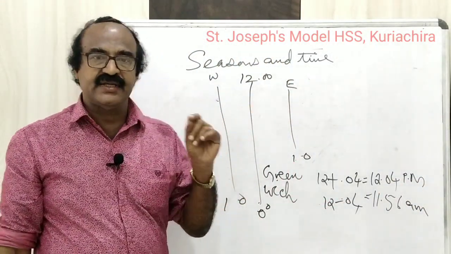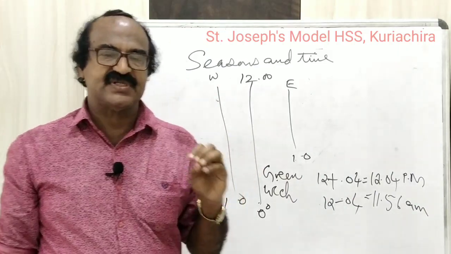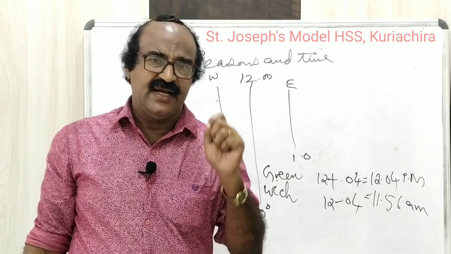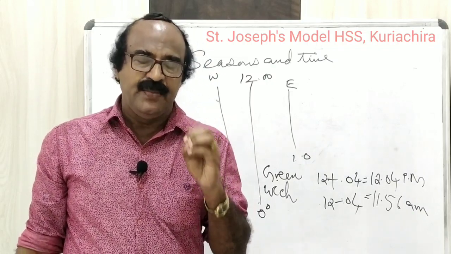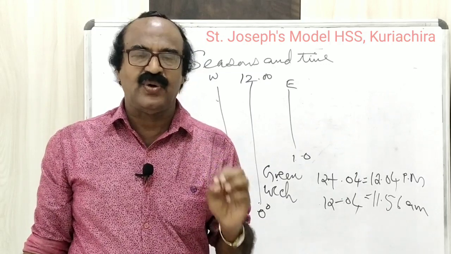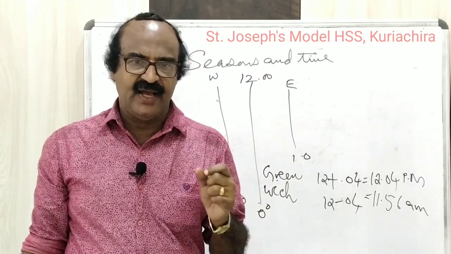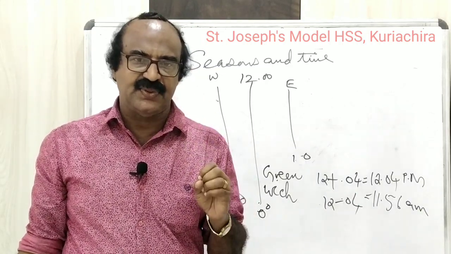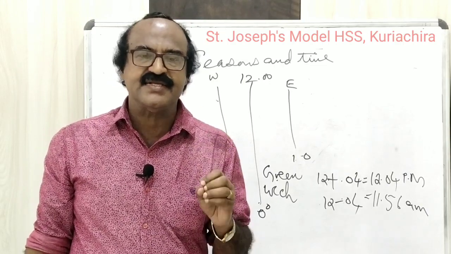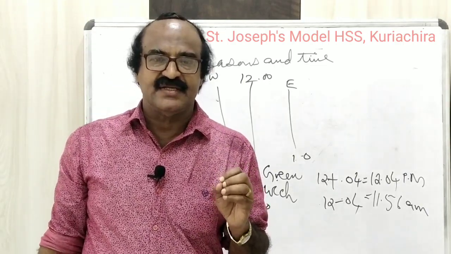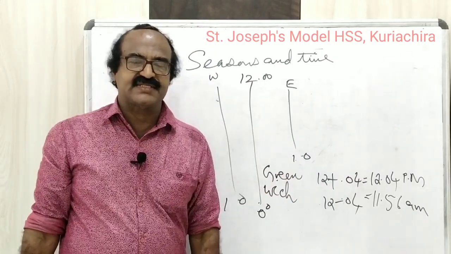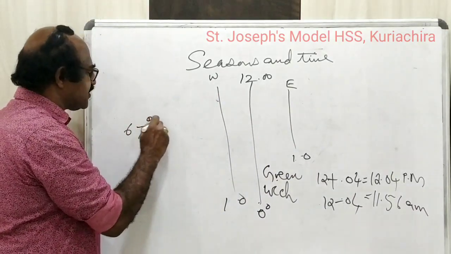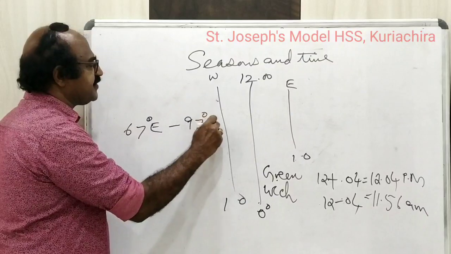That is about the Greenwich line. Then we have to study about the standard meridian and standard time. The local time at the longitude which passes through the middle of a country is known as the standard meridian. The local time at the standard meridian which passes through the middle of a country is known as what? Standard time.